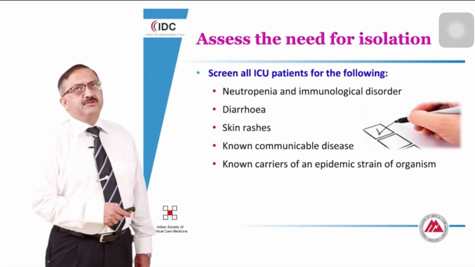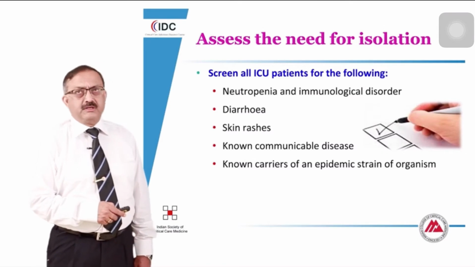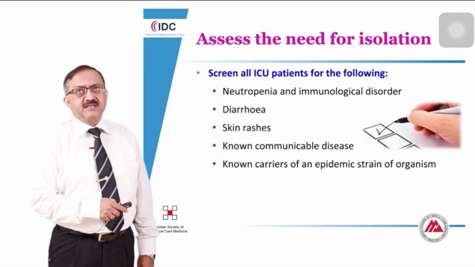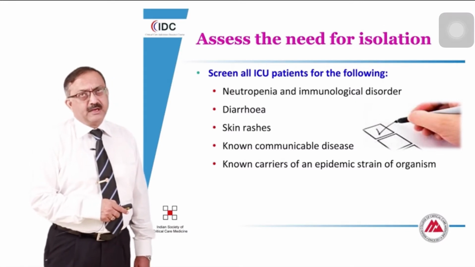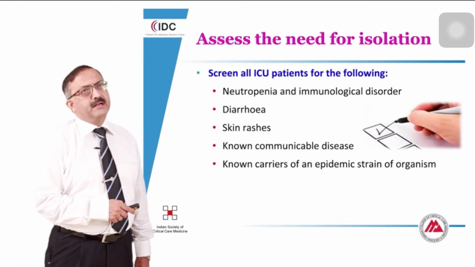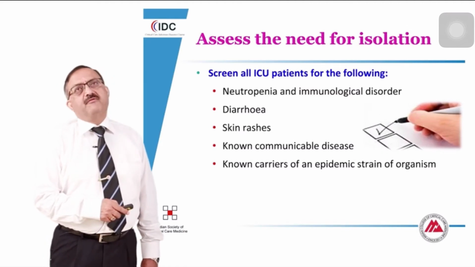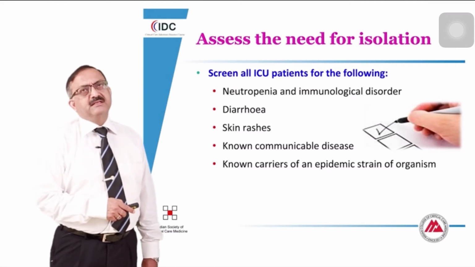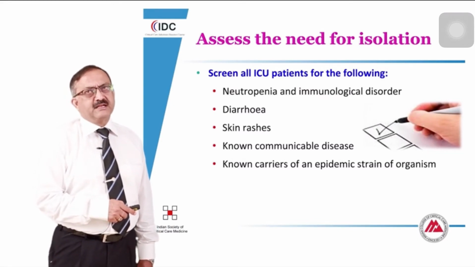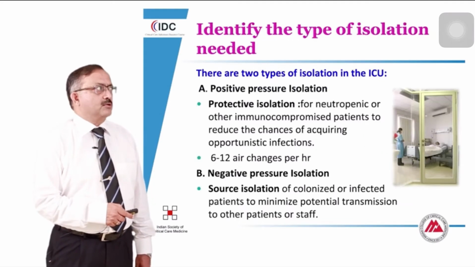Assess the need for isolation. This is important when patient has neutropenia and immunological disorders, diarrhea, skin rashes, known communicable diseases where you suspect H1N1, you must keep him separately in a separate room. Known carriers of an epidemic strain of organism. If the organism has already been isolated and he is coming with a report that says that an organism which could have an epidemic strain, he should be kept in isolation.